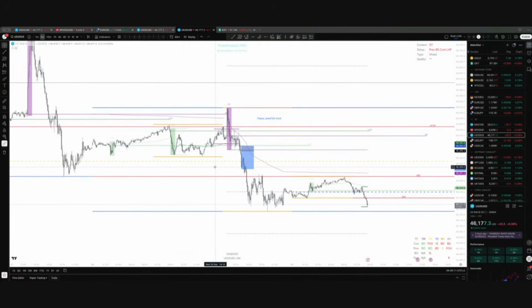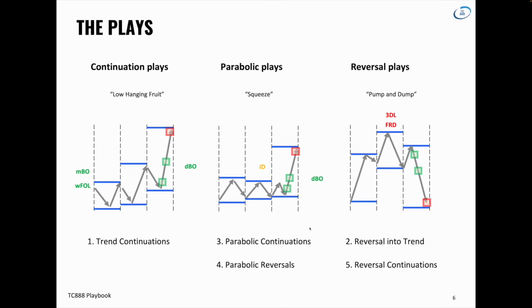We got the direction and the logic of many of the others right, but the others for me didn't give interesting trades. So to give you a better understanding, this is how I think about the different situations where I look for trades. These are my plays. I'm currently doing a video series on those. Continuation plays are my favorite. Then we have parabolic plays, continuations or reversals, or like we've seen today, reversal plays. We have reversal into trends, or what we've seen today, reversal continuations. So if you hit a level and then it turns around, that was exactly what we've seen today.